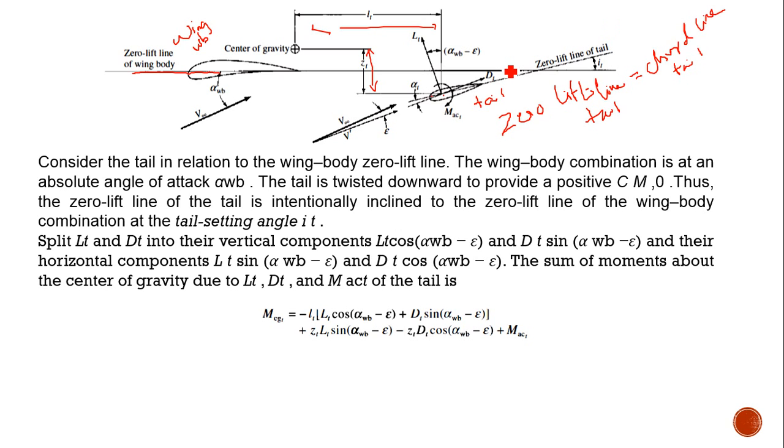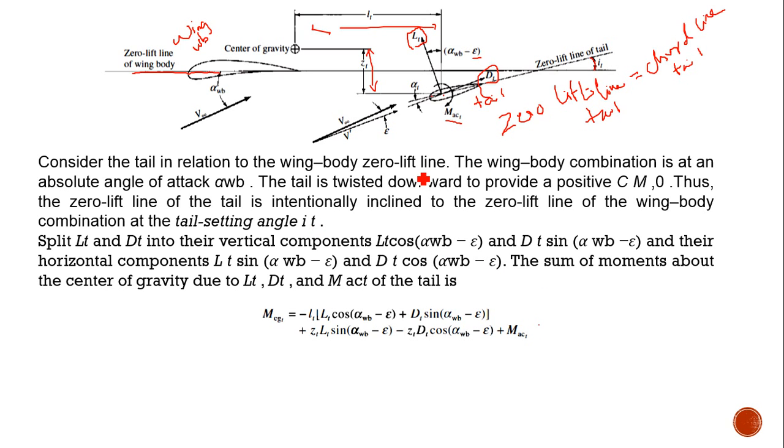And here you can see the downwash angle is epsilon, and here we have the tail setting angle iT. That is, we are setting the tail at some different angle because the airflow over the wing should not affect the airflow over the tail. So therefore we are keeping the tail at some different angle, and this is LT, the lift force acting on the tail, and DT is the drag force acting on the tail. The moment about the aerodynamic center of the tail is MACT.